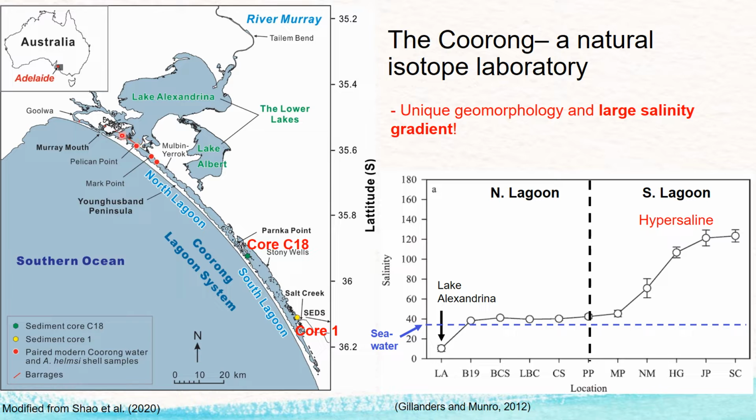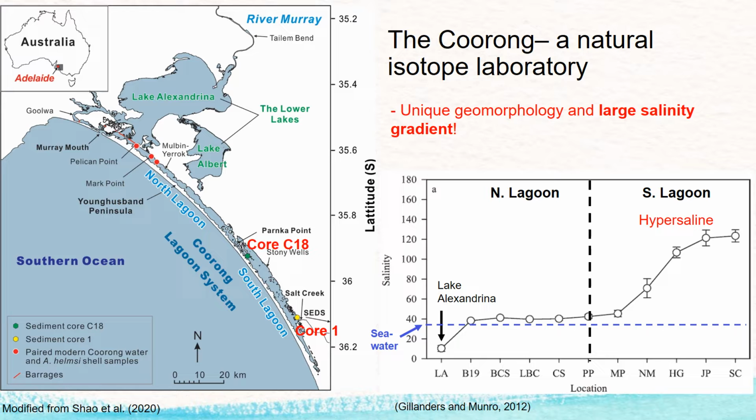So this elongated lagoon located along the southeast coastline is the Coorong. And together with the lower lakes, they form an estuary system that terminates Australia's largest river system, the River Murray. So the lagoon itself is divided into North and South Lagoons through this narrow channel at the Parnka Point.